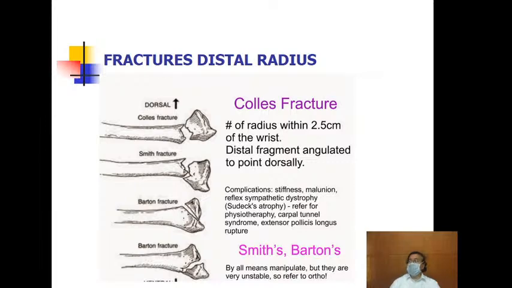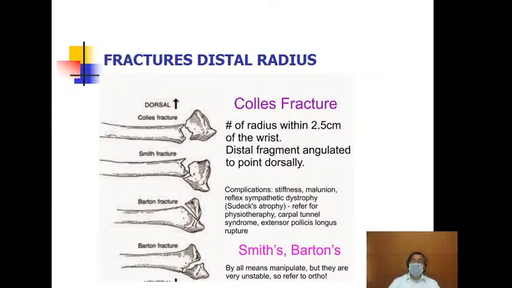Because usually whenever there is a fracture in the wrist joint, most often the patients will not come to you in the first place. They go to the neighborhood bone setter where a lot of damage can be done, and they end up in your clinic with a lot of complications. So you should know everything about fractures of the distal radius.